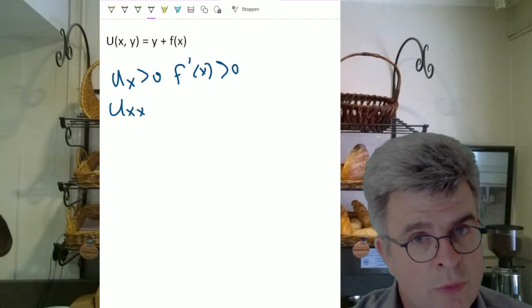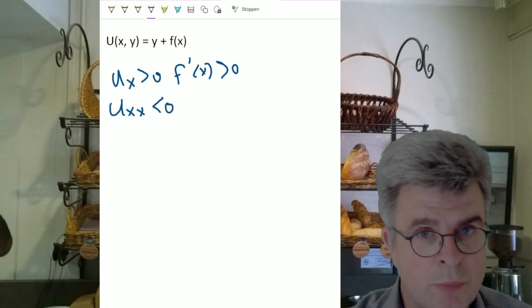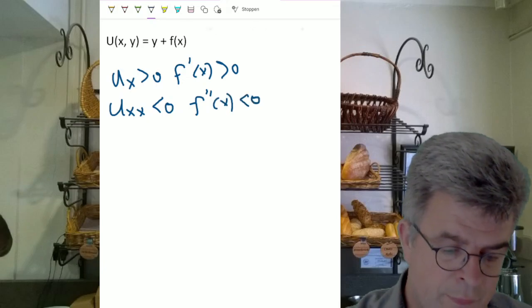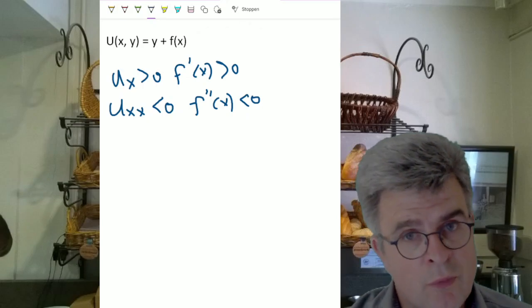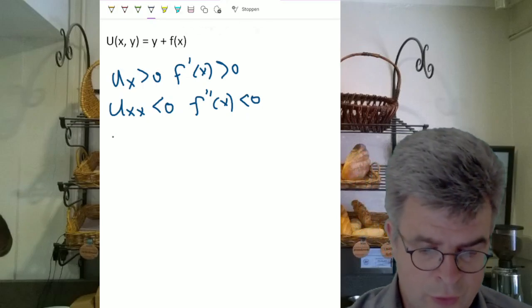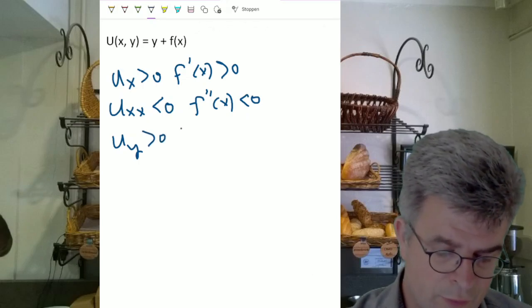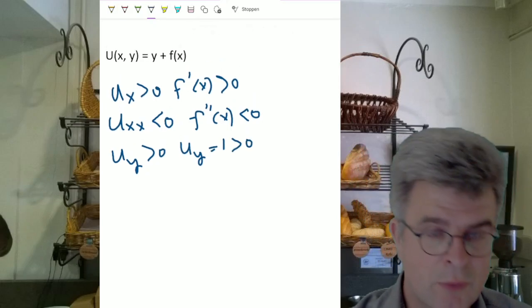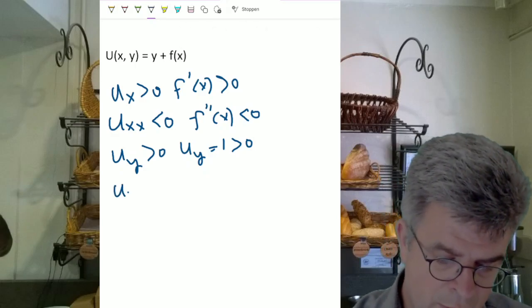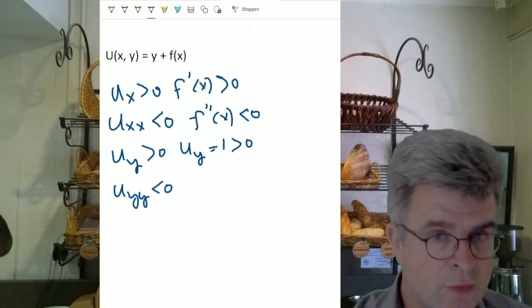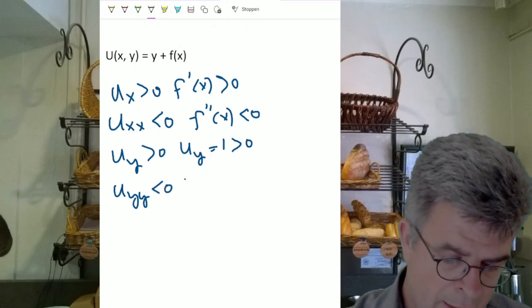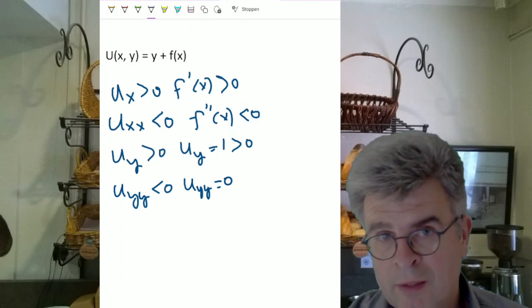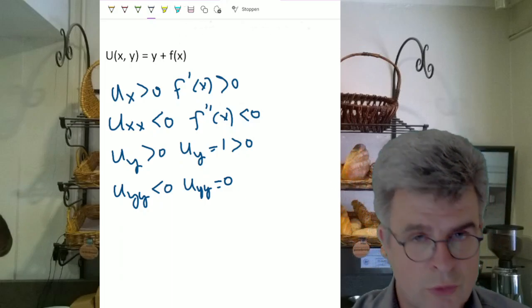But the second derivative of the utility function with respect to x needs to be negative for the function to be strictly concave. That implies that the second derivative of this function f needs to be negative, and this holds as well. The third condition is that with respect to good y, the first derivative needs to be positive. The derivative of y with respect to y is equal to 1, which is positive, so that holds as well. But finally, the second derivative with respect to y needs to be strictly negative. We have that the derivative of 1 with respect to y is equal to 0, which is not strictly negative. So we conclude that this utility function is not strictly concave.